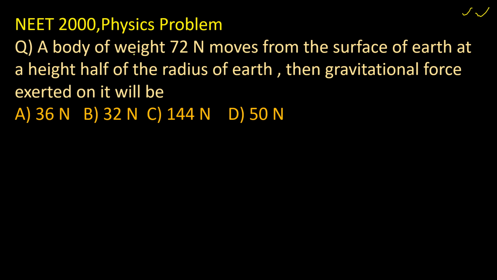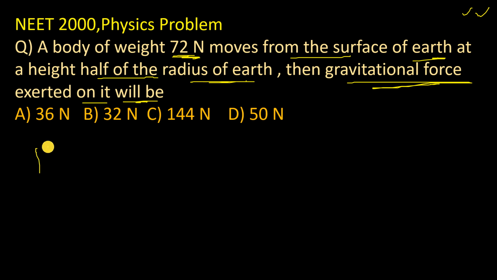A body of weight 72 Newton moves from the surface of the earth to a height half of the radius of the earth. Then the gravitational force exerted on it will be? So normally we know the force of gravitation on the earth's surface is G M m by the radius of the earth whole square.